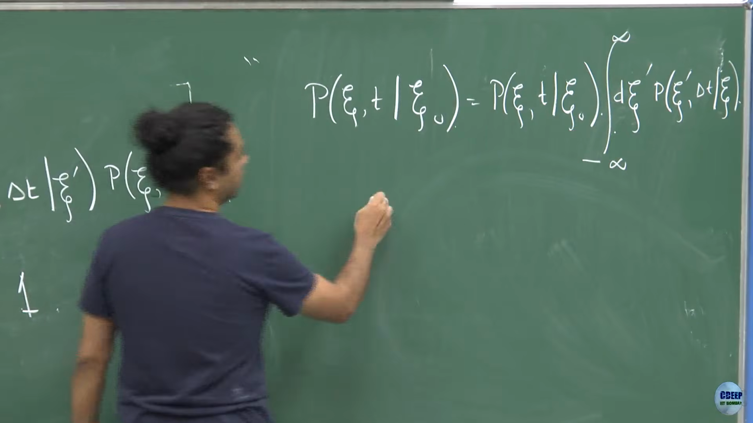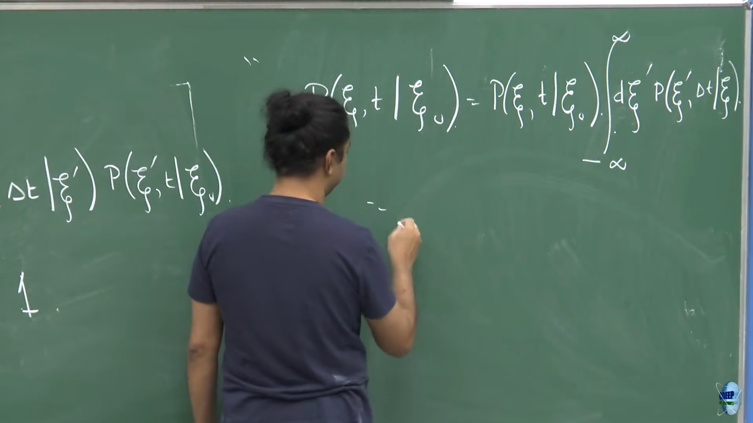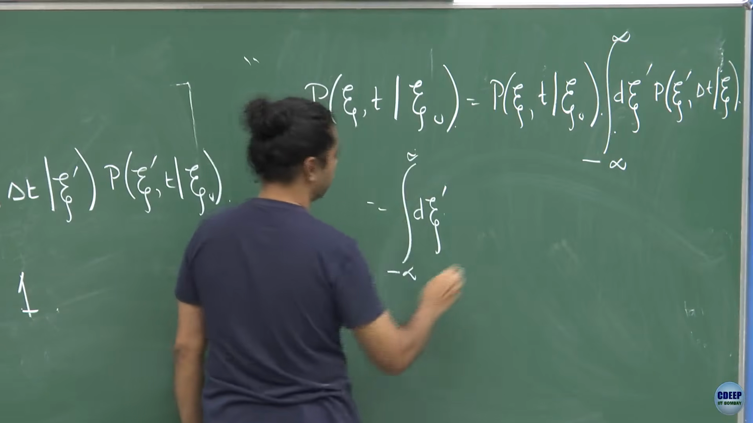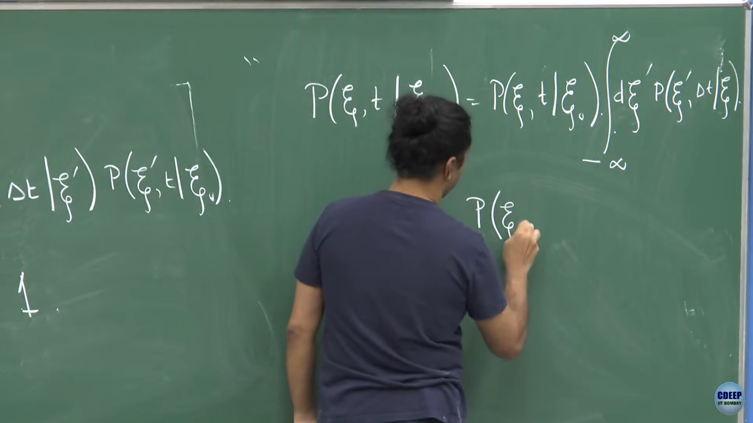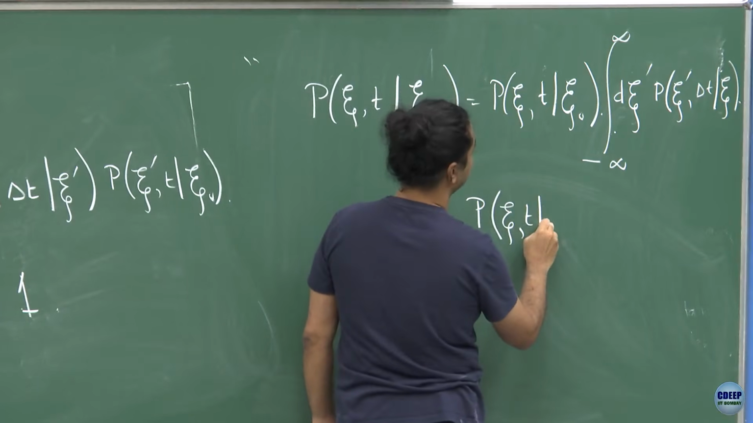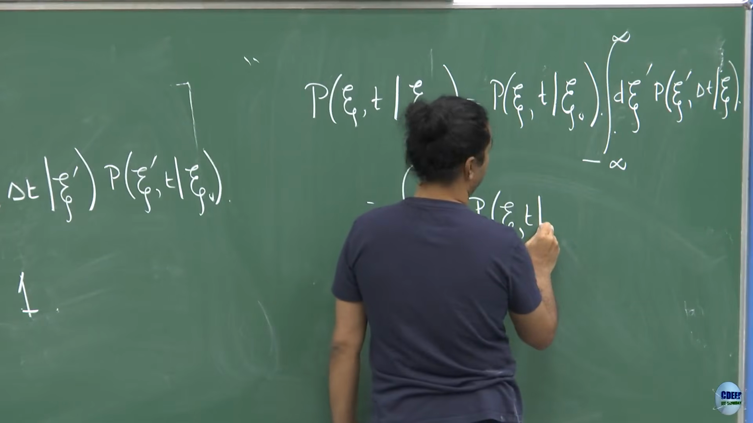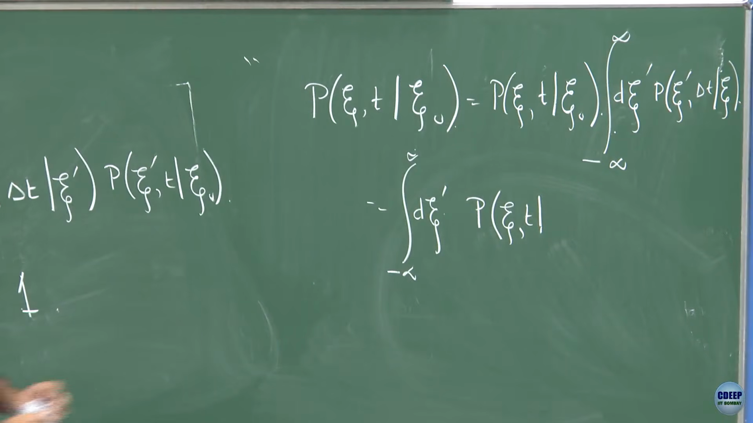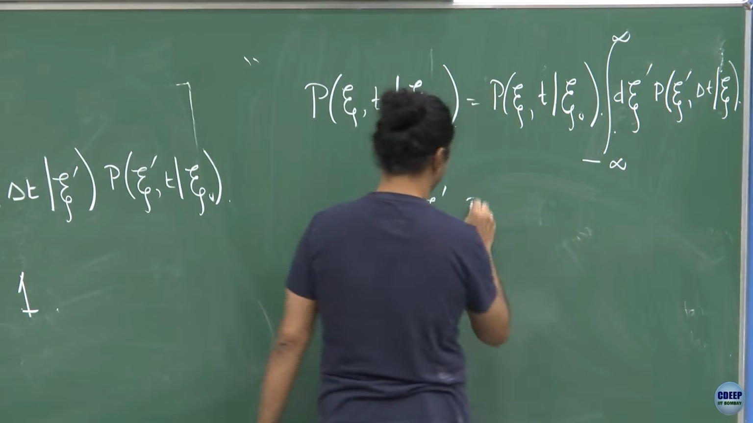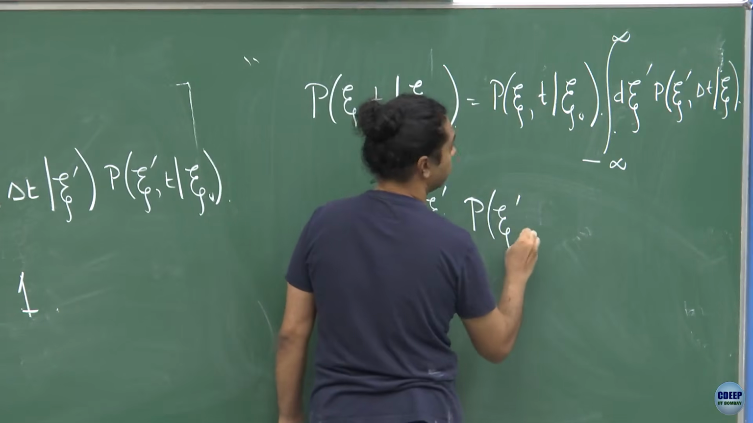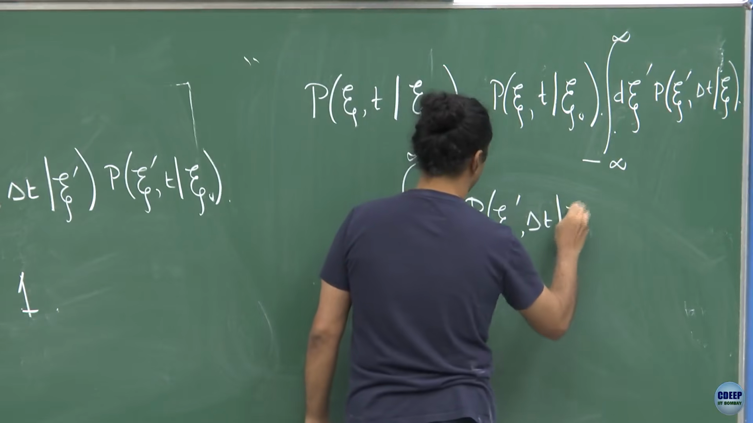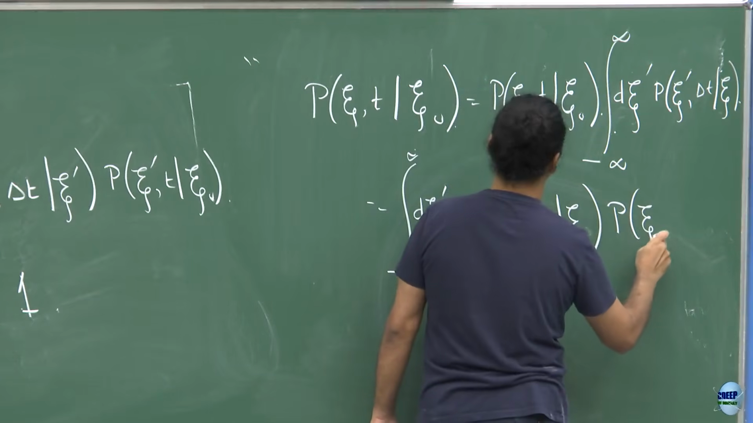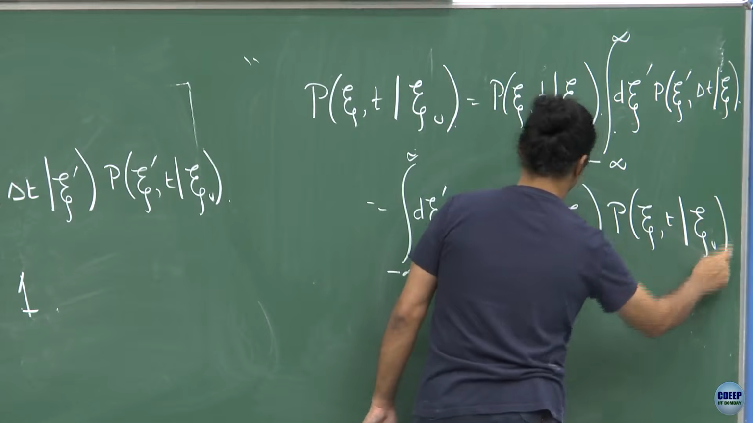So, I just multiply that by 1. So, then this has no xi prime, anyway it is a constant, but I will take it inside. So, I have a d xi prime from minus infinity to infinity, p of xi comma t given, let me write it the other way around. Let me write that first, p of xi prime, delta t given xi, and then p of xi comma t given xi naught.